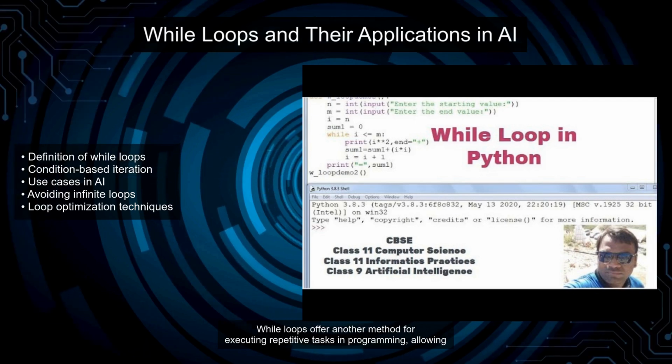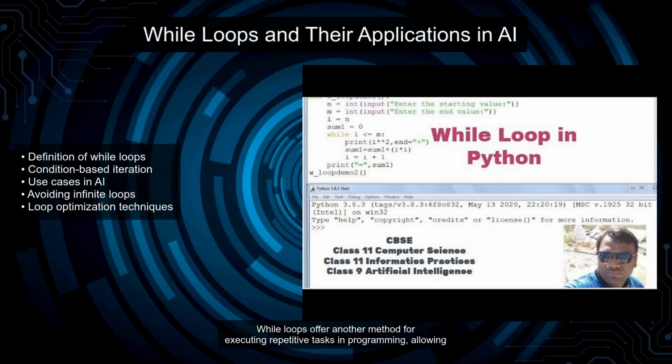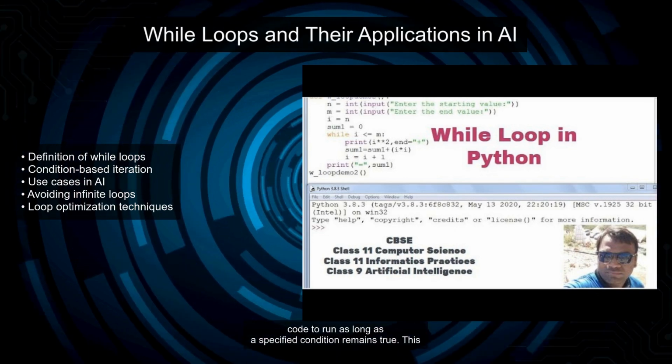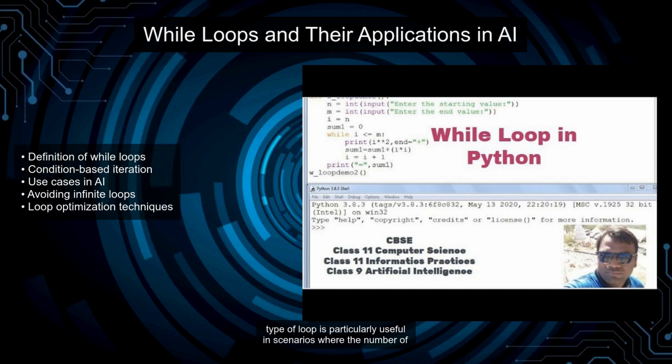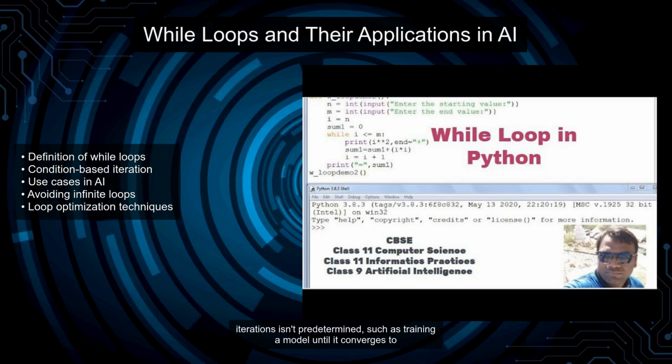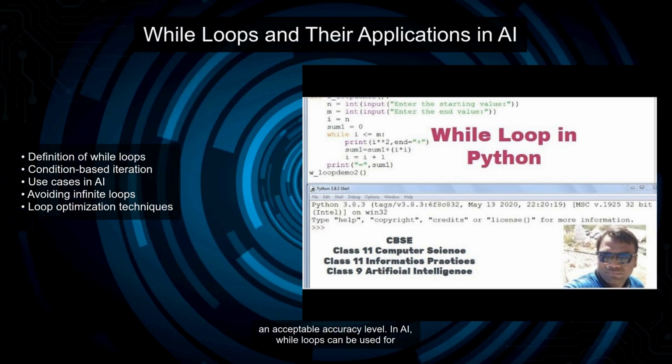While loops offer another method for executing repetitive tasks in programming, allowing code to run as long as a specified condition remains true. This type of loop is particularly useful in scenarios where the number of iterations isn't predetermined, such as training a model until it converges to an acceptable accuracy level.